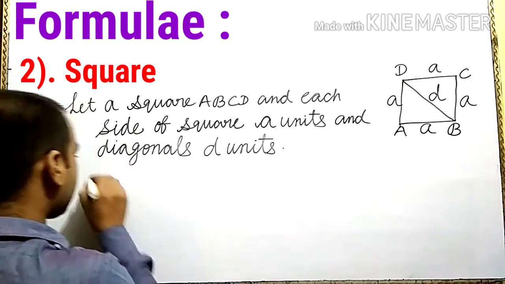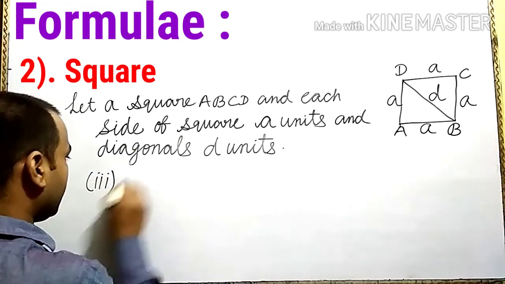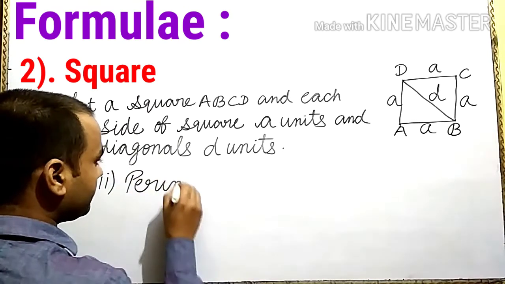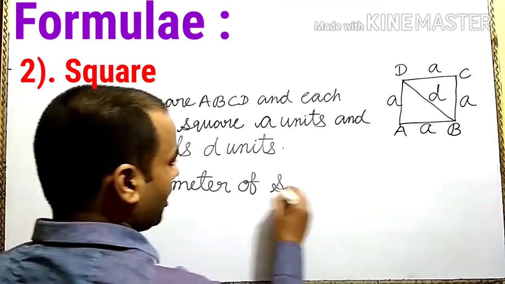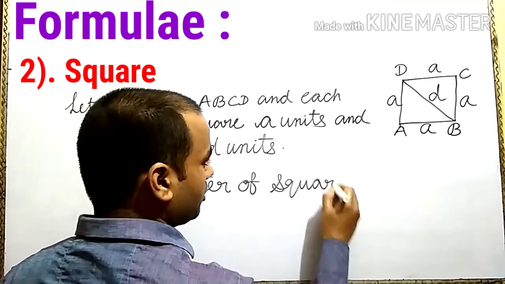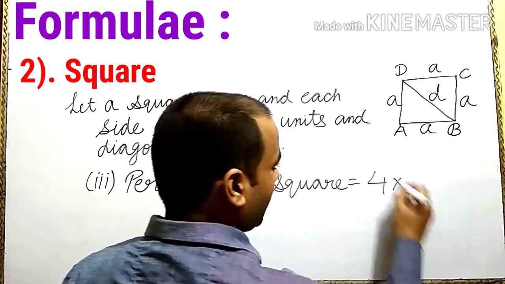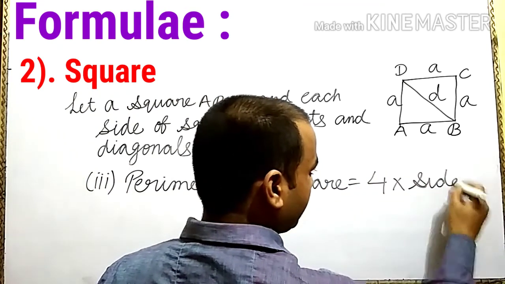Now let us discuss the third formula of a square. Perimeter of a square is equal to 4 into side. Side means each side here.